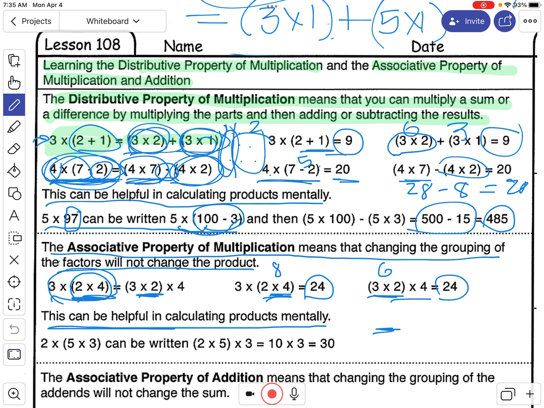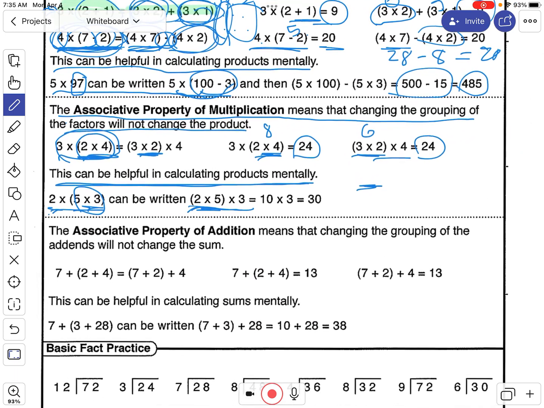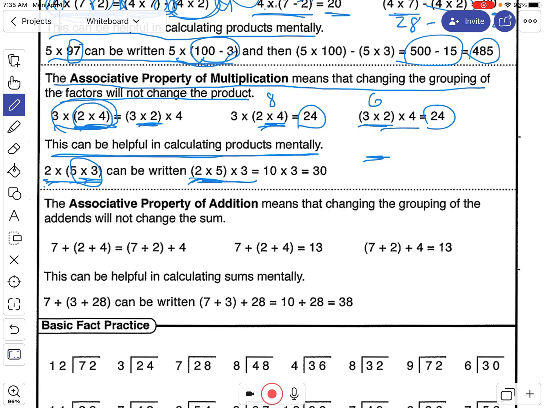This can be helpful in calculating products mentally. So another way of doing this, 2 times 5 times 3 can be written as 2 times 5 times 3. Well, 5 times 3 is 15. 15 times 2 is a little bit harder than doing 2 times 5 first, which is 10. 10 times 3 is 30. Well, 15 times 2 is also 30, but it's a little bit simpler to do the 2 times 5 first.